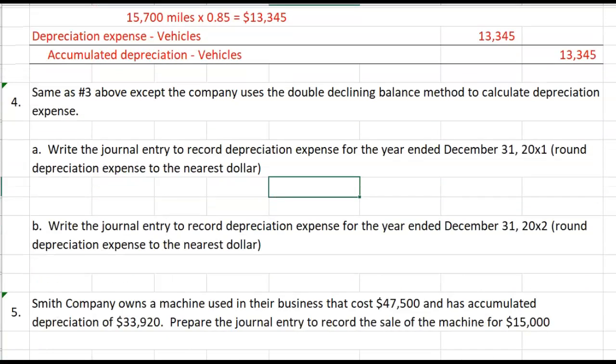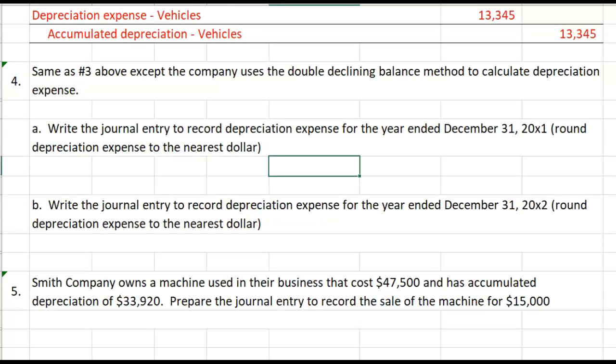Go ahead and do your calculations for double declining balance. Write the 2 journal entries, then start the video again to check your work.